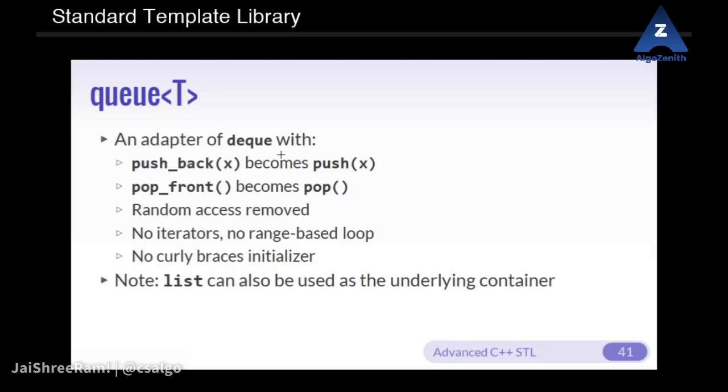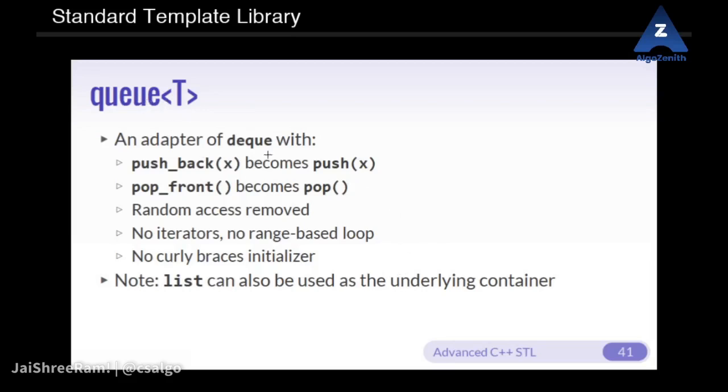So an adapter of dq with just the pushback, just the pop front. So the pushback in the dq will become push, the pop front of dq will become pop, random access gets removed, no iterator, no range based loops, no curly braces initializer, okay. So these are the things that are there. So as you can see, this is more restrictive than dq, right? But it's a bit faster. So that's why these adapters are created.